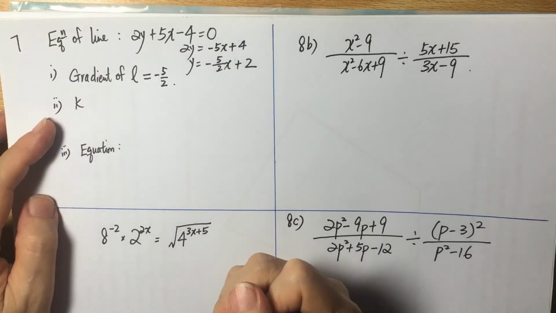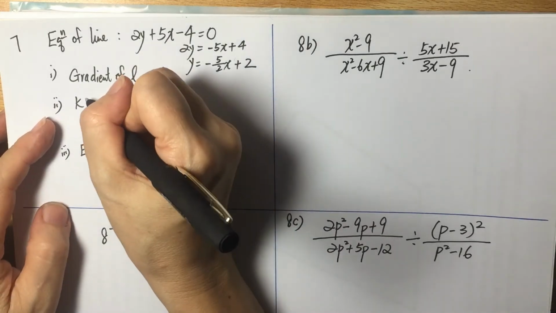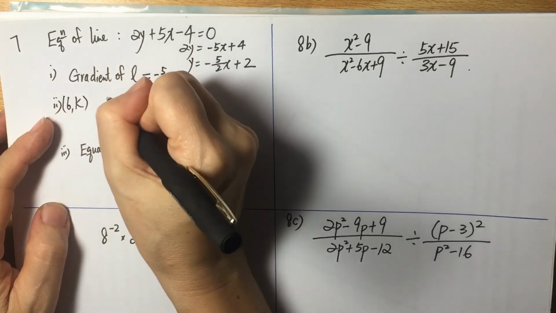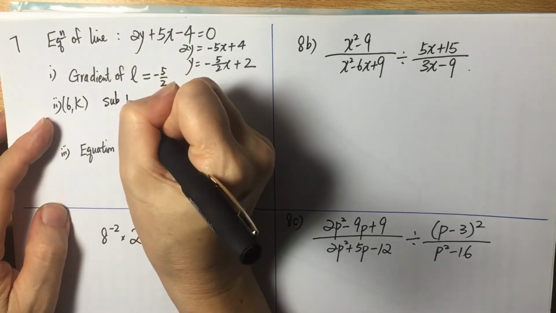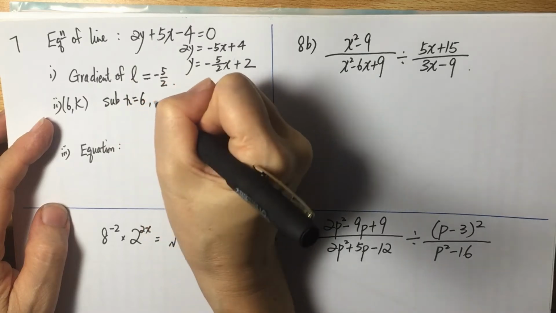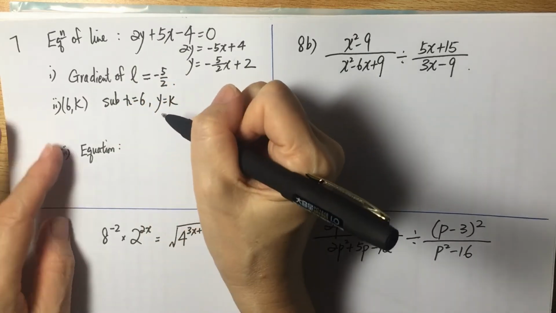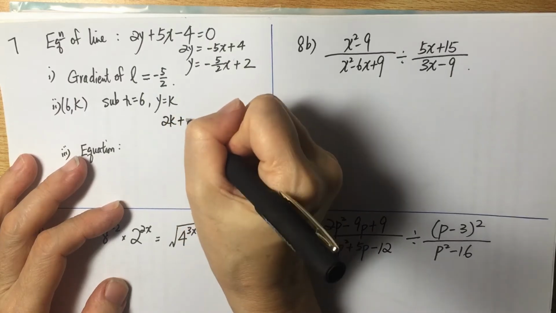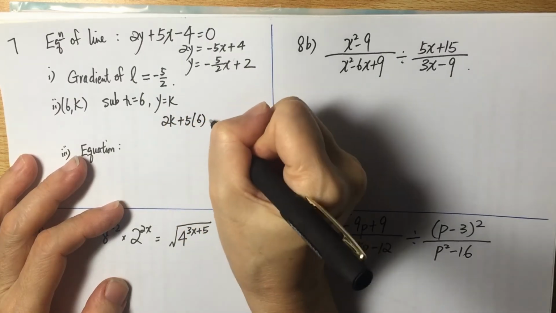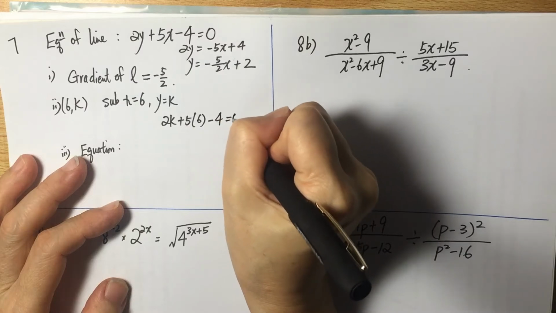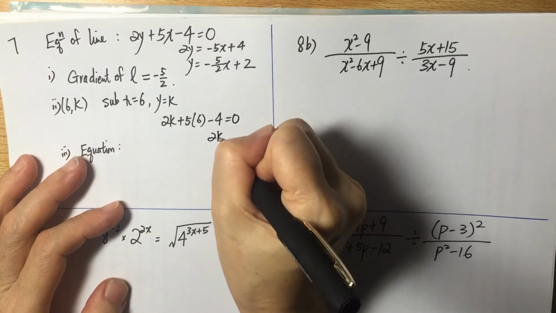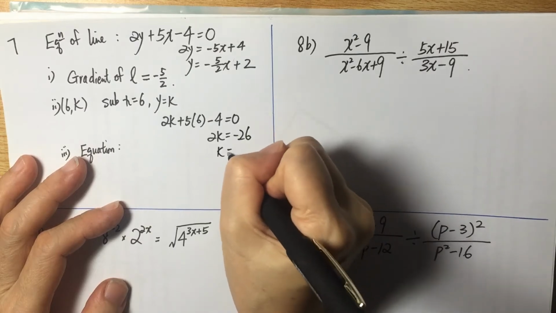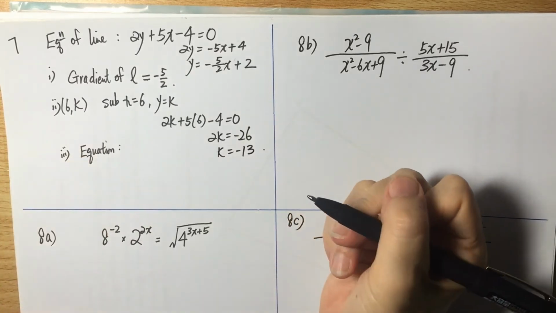Okay, next we want to find out the value of k if the point (6, k) satisfies the equation. So we substitute x as 6, y as k, and so we have 2 times k plus 5 times 6 minus 4 equals to 0. So 2k equals to negative 26. K is actually negative 13.